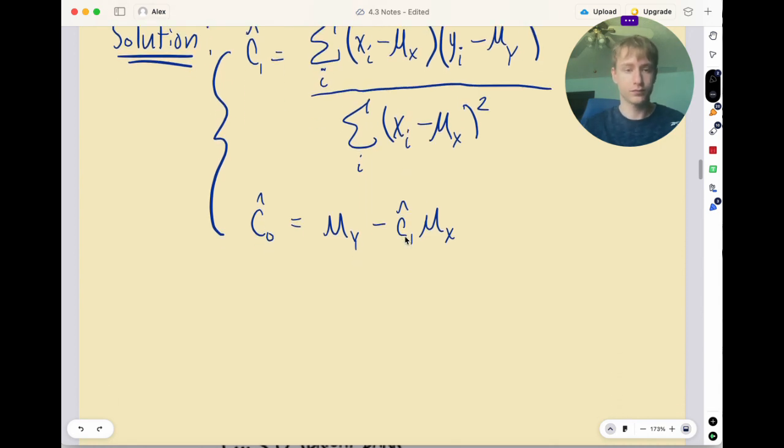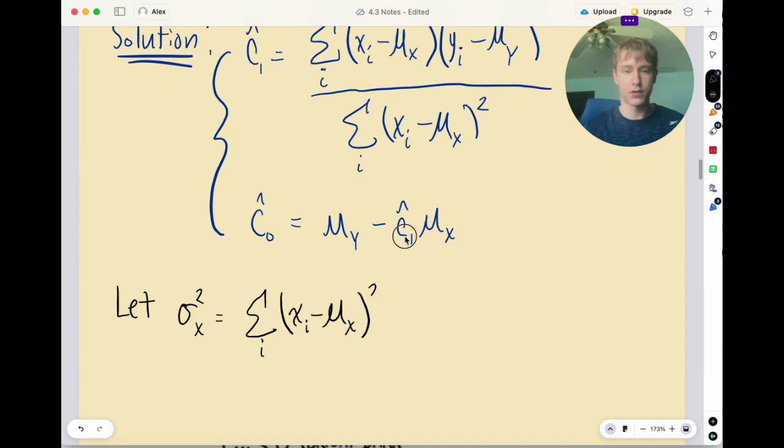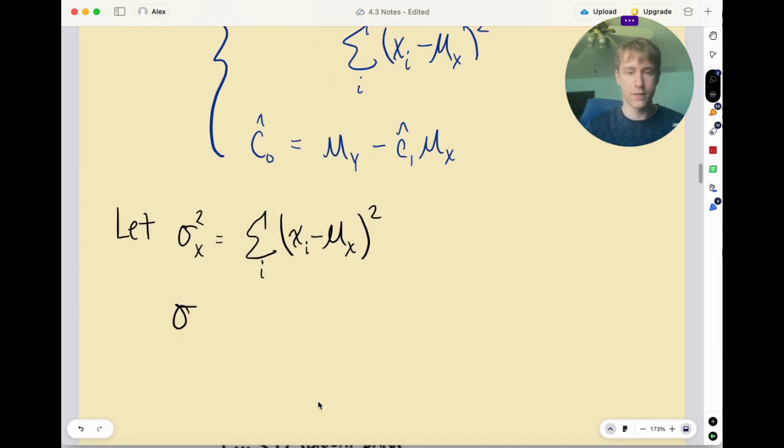Okay, so first thing is we're going to define sigma x squared as the variance. That's going to be the variance of the random variable x, which, remember, was the sum over all data i of x sub i minus mu sub x squared. We also are going to do the same thing for sigma y squared: the sum over all i of y sub i minus mu sub y squared.